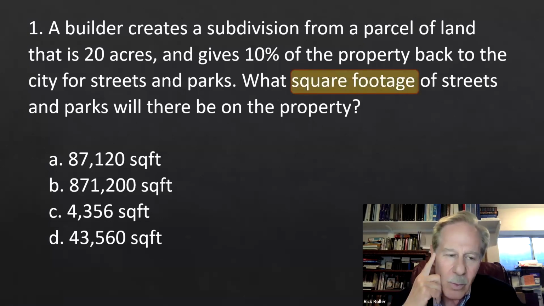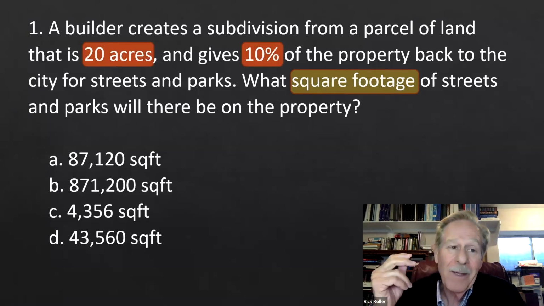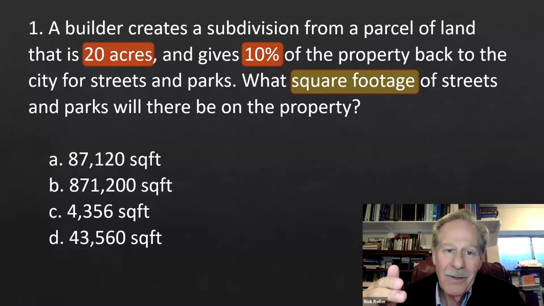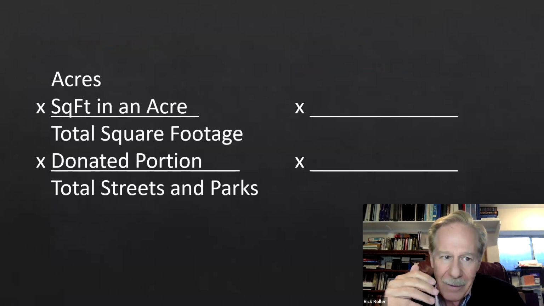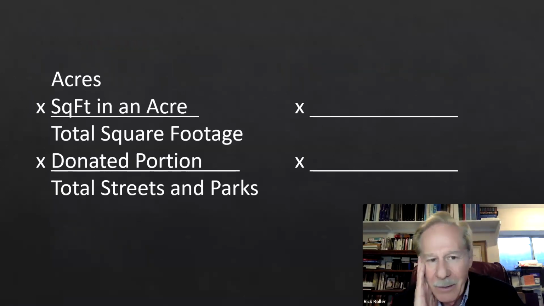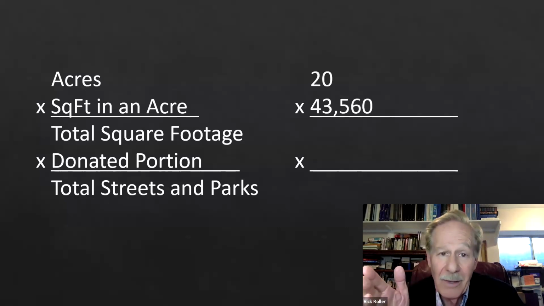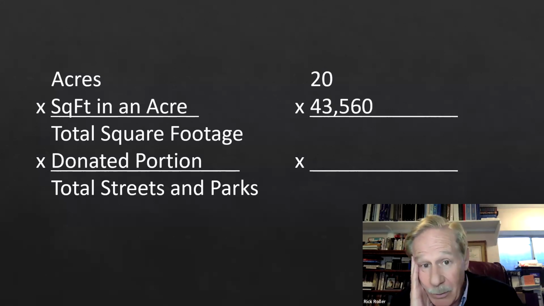Now, B is one heck of a lot of square feet. Okay. So 10% of the property. What is the square footage of the streets? Guys, let's figure it out. Okay. How many square feet in an acre? 43,560. But there's 20 acres, right? So the total square footage would be 20 times 43,560.